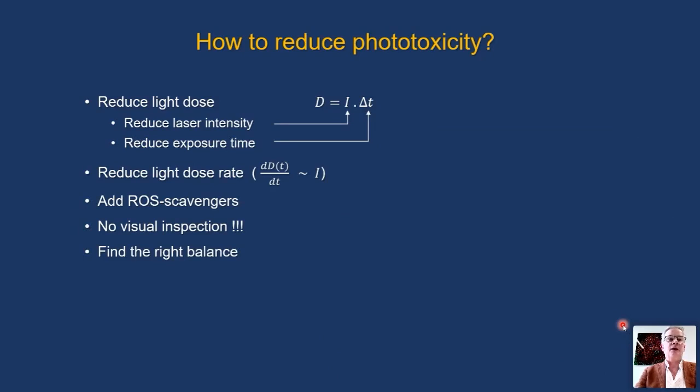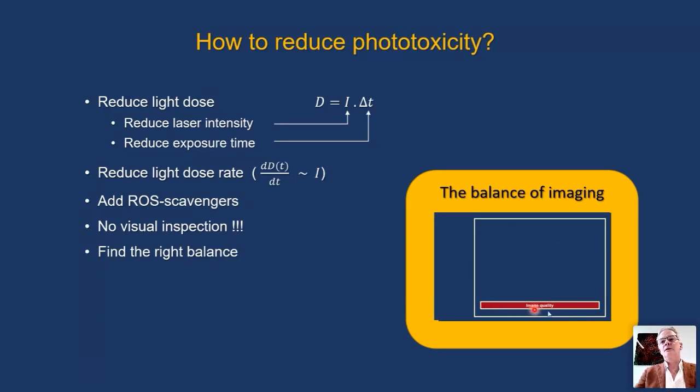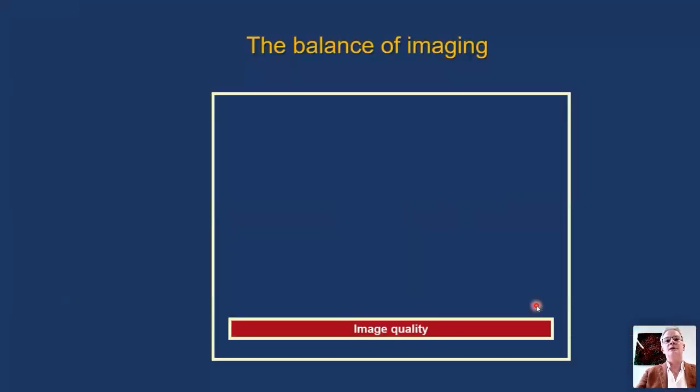And then, yeah, find the right balance of imaging. And this I have to explain. This is a picture that I always showed during lectures for students, and they love this. And I hope you will love this too. I will explain this by looking at image quality. In the next slide, we see here, image quality is determined by, influenced by many different parameters. For example, cell survival. If I have a dying cell, it's not a nice image.